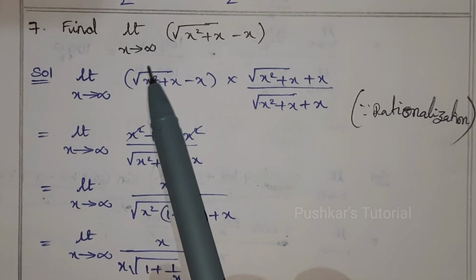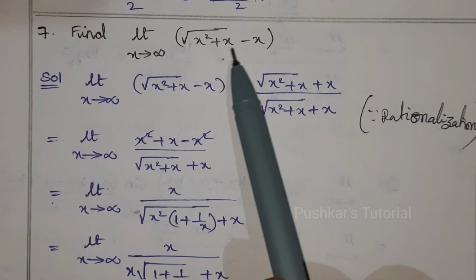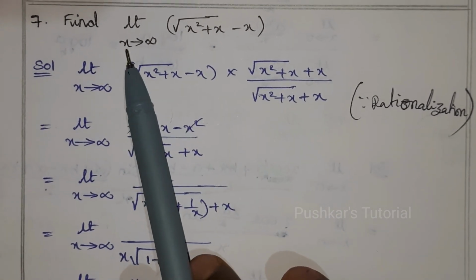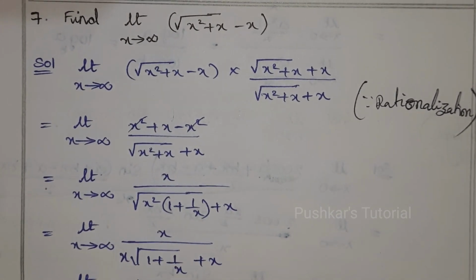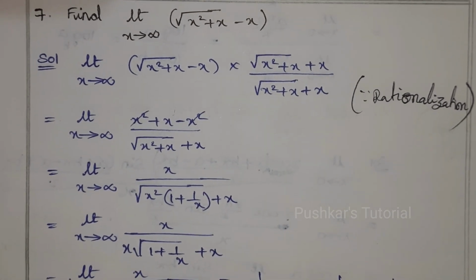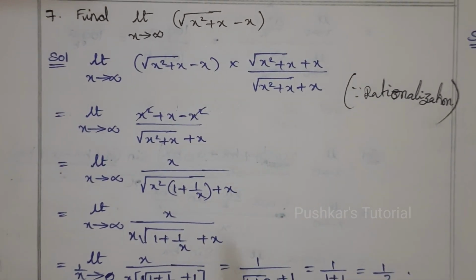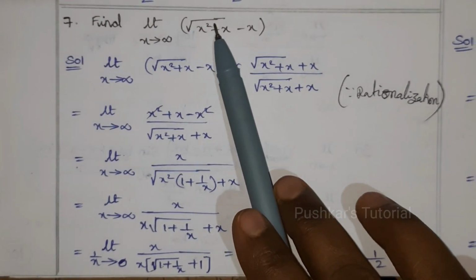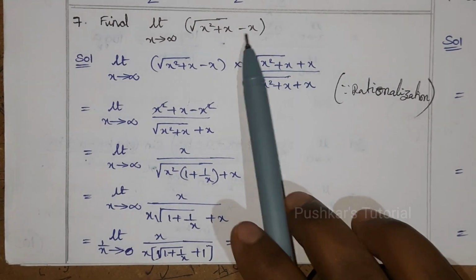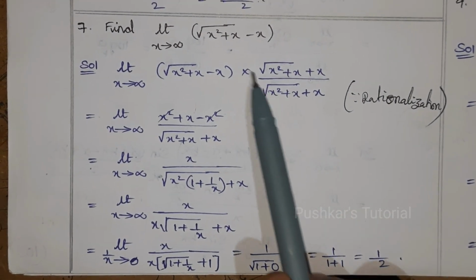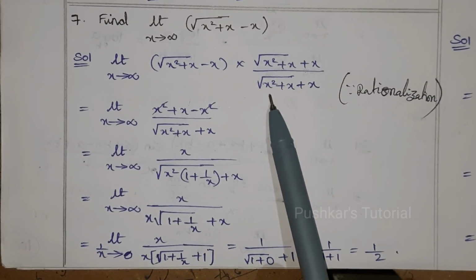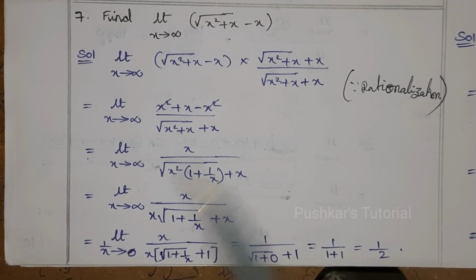Limit x tends to infinity of under root (x square plus x) minus x. Whenever x tends to infinity, we should compulsorily convert into 1 by x. But here 1 by x is not there. So I am doing rationalization here, since there is a root. Minus coefficient, minus conjugate is plus. So under root (x square plus x) by under root (x square plus x) plus x.